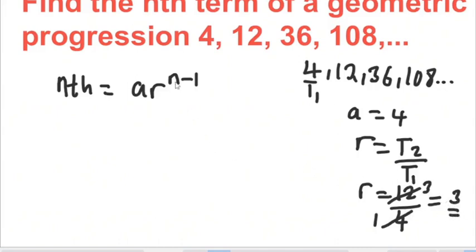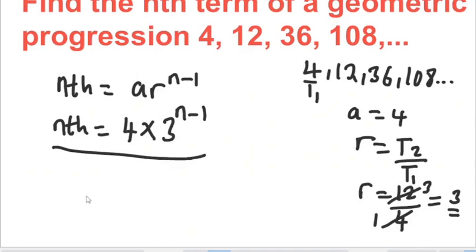Since this is the nth term, where we have n, we are going to maintain it. It's not going to change. So let us now proceed. You say nth term is equal to, where there is a, we put a 4, which is the first term, times r, which we have said is 3, to the power n minus 1. So this is our answer.